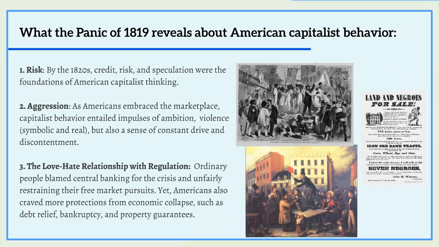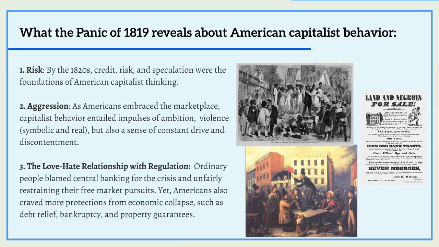When you look at Americans embracing the marketplace, it's very clear that capitalist behavior sometimes entailed impulses that could be seemingly benign, like ambition and the pursuit of self-interest and success. But what also sometimes came with that was violence, both in very symbolic ways, simply the way people talked about self-pursuits and entrepreneurship, but also in very real violence, as we're going to see, especially when it comes to the capitalism of slavery. Violence was absolutely part of that entire process.